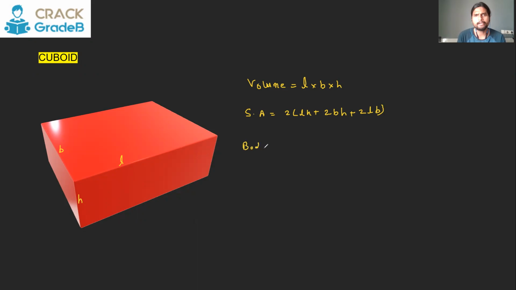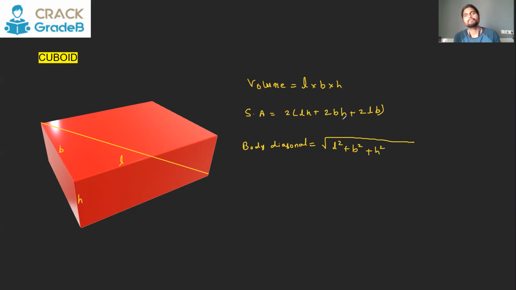And lastly, body diagonal. The body diagonal is the longest rod that can be fitted inside this room that starts from here and ends here. Again, you can use the Pythagoras theorem to figure that out. That will be the square root of L square plus B square plus H square. Direct formula based questions are asked based on this. That's why you must remember this.